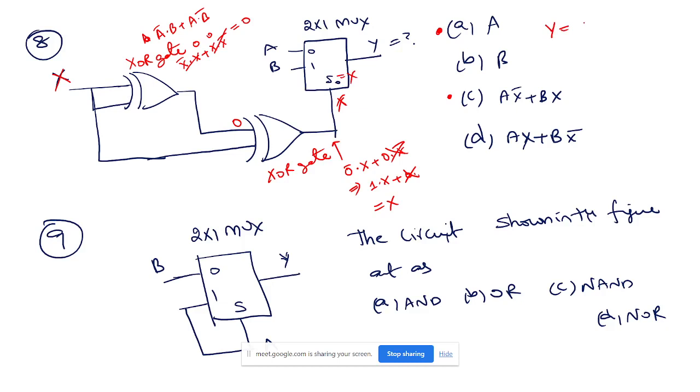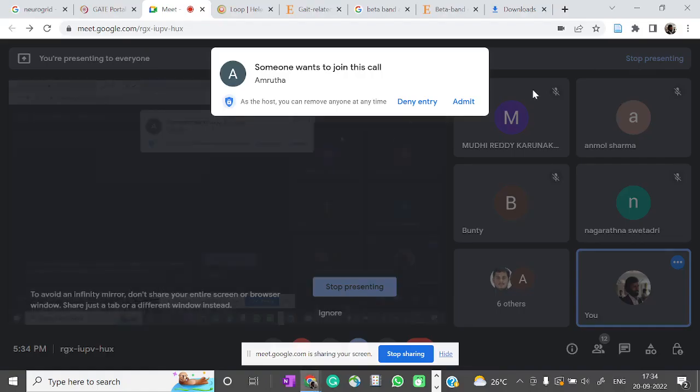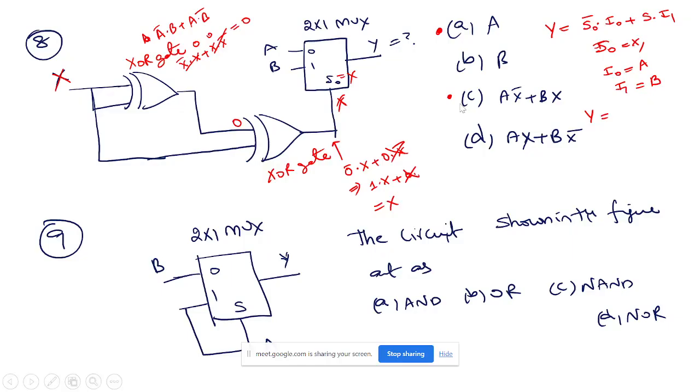So what is Y? S0 complement into I0 plus S0 into I1. Here S0 is X, as we just found. I0 is A, I1 is B. Y is X complement A plus X into B, so A X bar plus B X. Option C is the right answer. Okay, try the ninth one also.